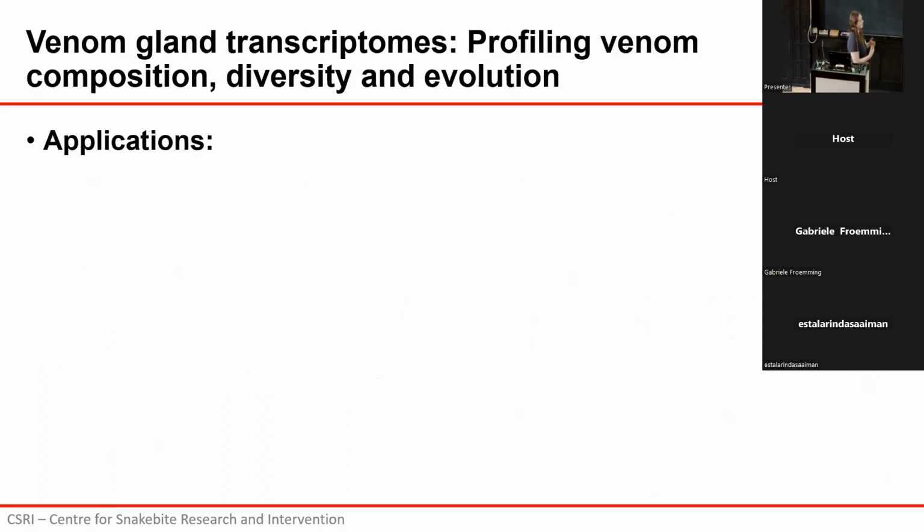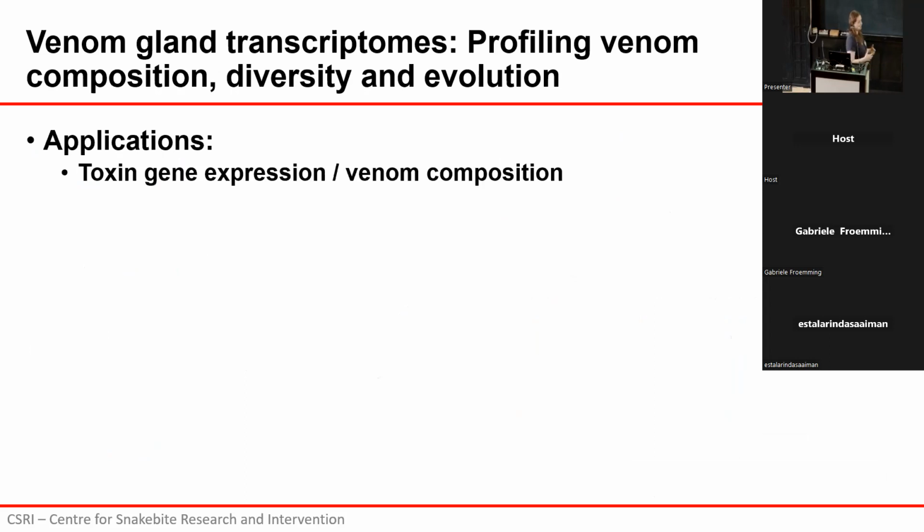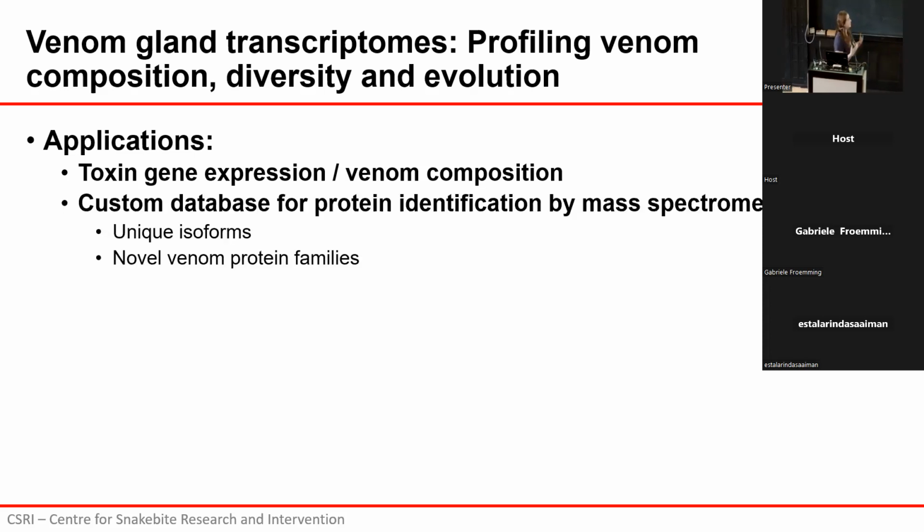Just to first give you an idea of the applications for transcriptomics. So obviously there's just the profiling, the general description of a venom gland transcriptome. So you're going to be describing the toxin gene expression, which also does give you insight on the venom composition for that snake. Also, as previously mentioned, Mike gave me a very good introduction, I build the databases that then are used to identify the peptide fragments from proteomics, from mass spec.